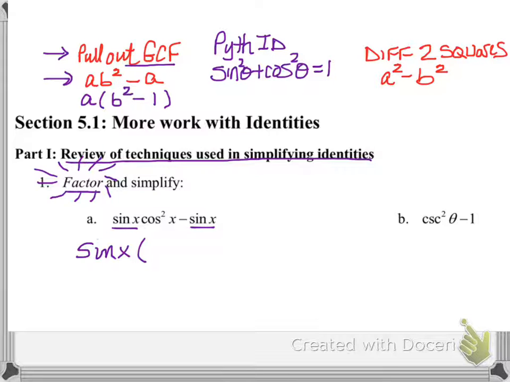So in this case, they both have a sine in them. So we have a sine, pull out a sine, and you get cosine squared x minus 1. Remember, you have to hold that slot.